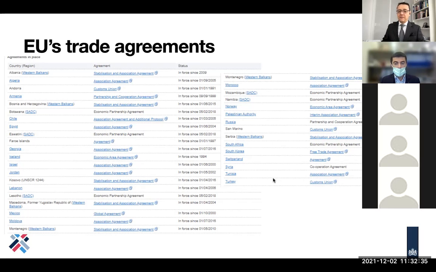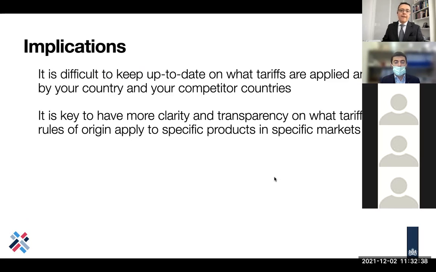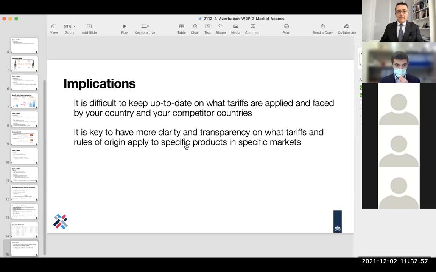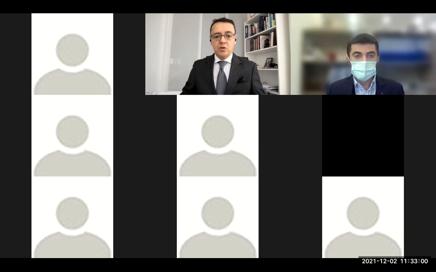So there's lots of trade regimes, there's lots of agreements, and what that means is that it is very difficult to understand what are the actual market access conditions for one product in one market when it comes from another market. Which is why it is very important to use a tool. So I know that you have been using Trade Map, as we were being told a while ago, you have been using Trade Map for your tariff information.